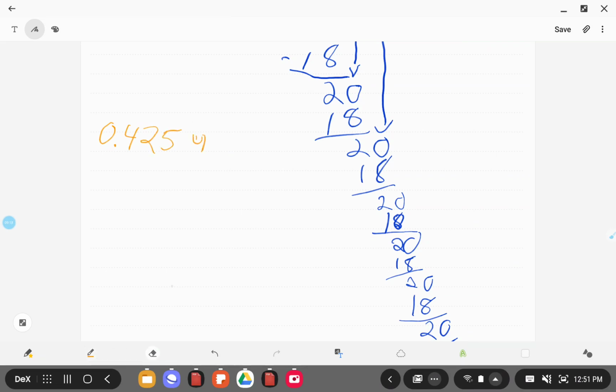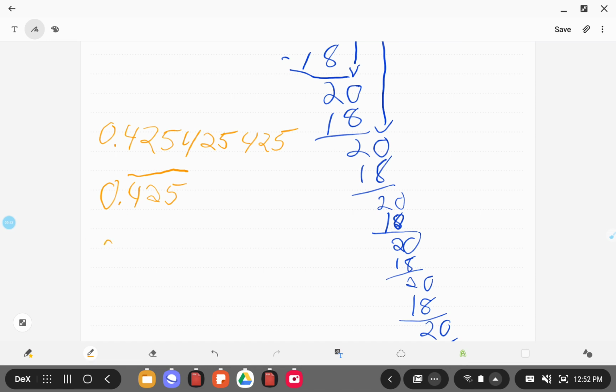0.425, and then it went 425, 425, and it just kept doing this over and over again. Well, I would write that as 0.425, and the line would go over the 4, the 2, and the 5. It has to go over the whole thing. That's what signifies the 4, the 2, and the 5 are all repeating together.